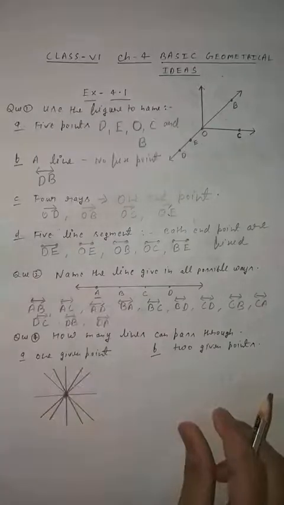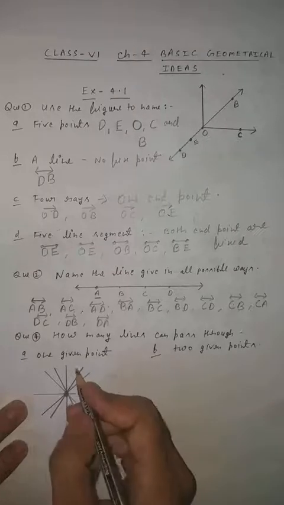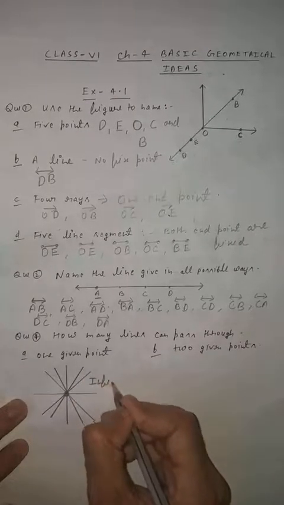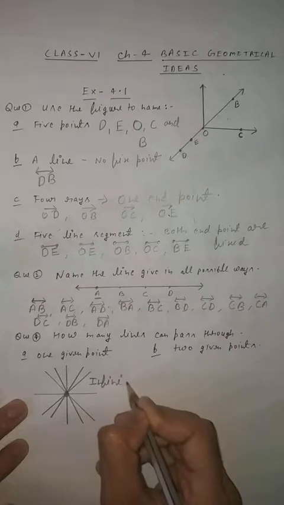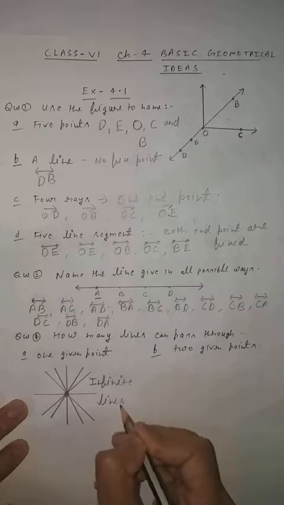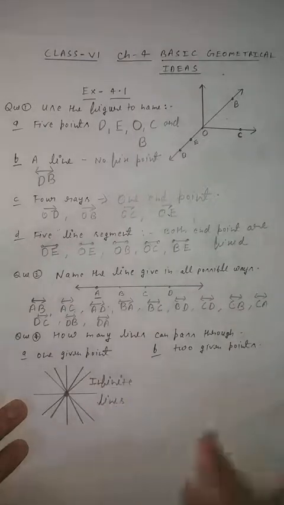So what is the conclusion of this? From one given point we can draw infinite lines. Clear, students? Because here you can draw so many lines.